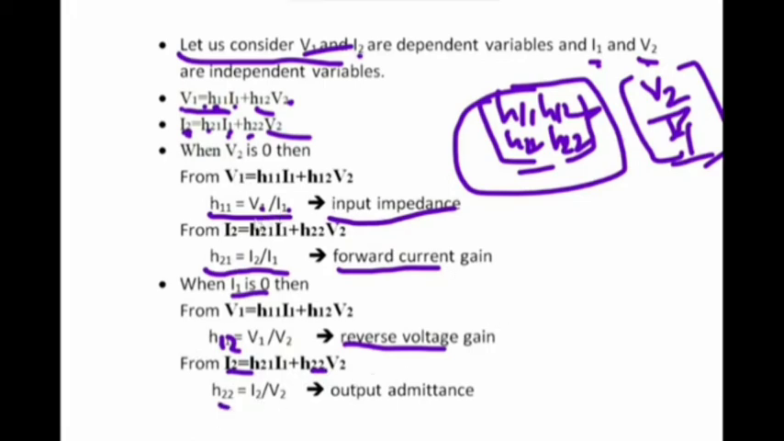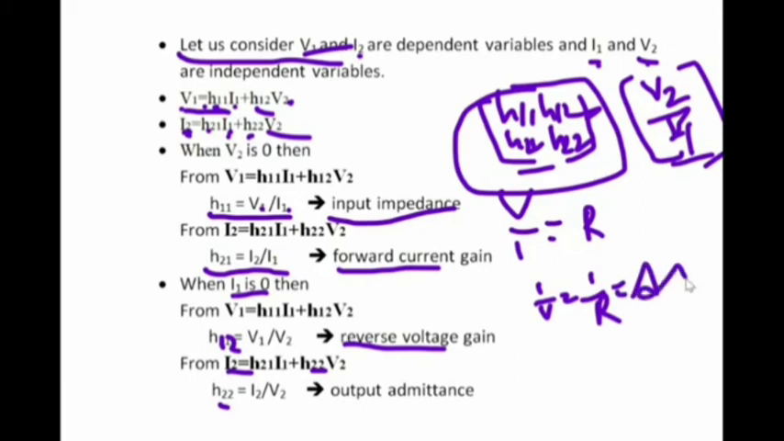We have seen that V by I is equal to R. Now in the reverse condition, I by V is equal to 1 by R, and 1 by R is nothing but admittance. It is at the output port, so this is named as output admittance.